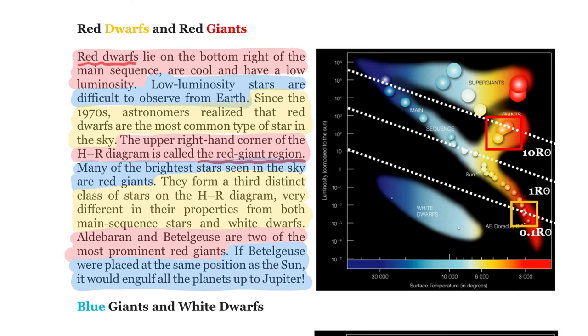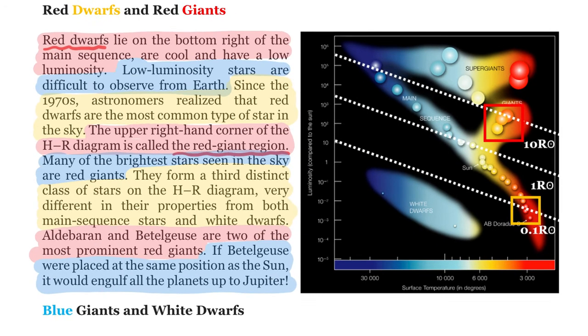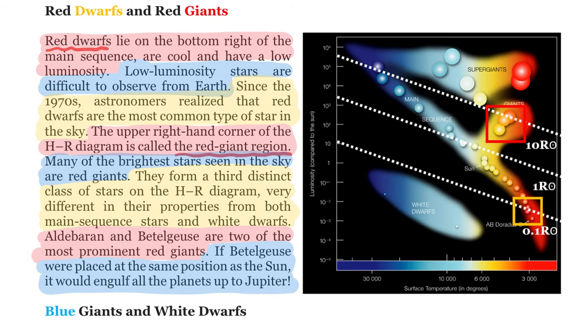So now we look at red dwarfs and red giants. If we look at the HRD, we see that red dwarfs lie on the bottom right of the main sequence. They're cool and have a low luminosity. And these ones are difficult to observe from the Earth because they're obviously not very bright in the night sky. So since the 1970s, though, astronomers realized that red dwarfs are actually the most common type of star in the sky.